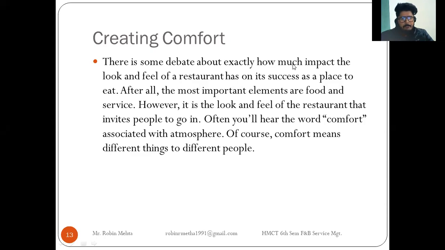Comfort is also different in many ways. Some people think that if the food and the service are good, that is the comfort. Some people think the food and service are up to the mark, but if the decor or the sitting area of that restaurant is not good, then they think this is not comfort. So comfort means different things to different people, so we can't take comfort in a single line.